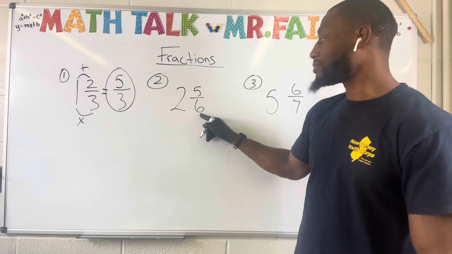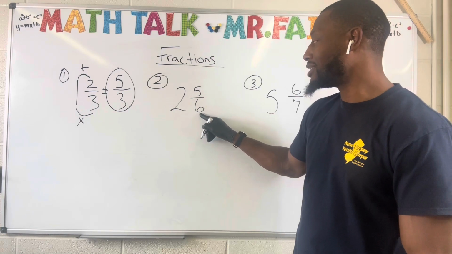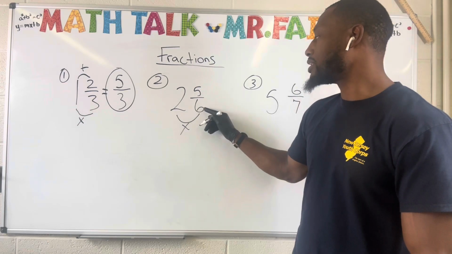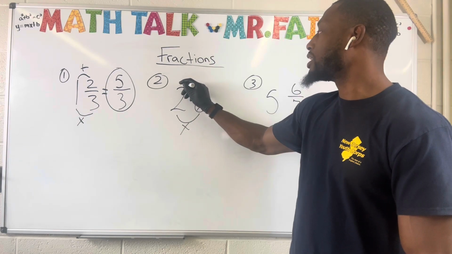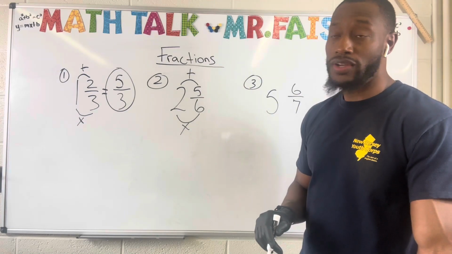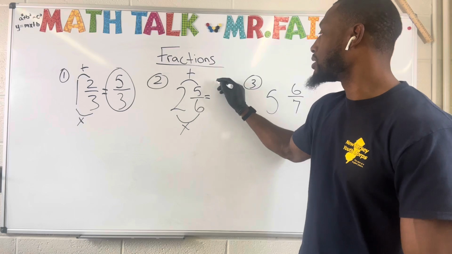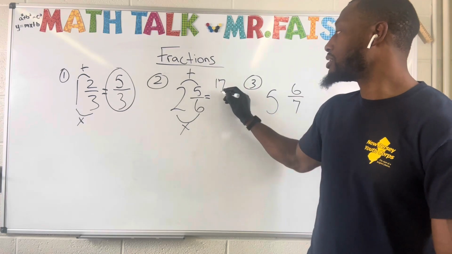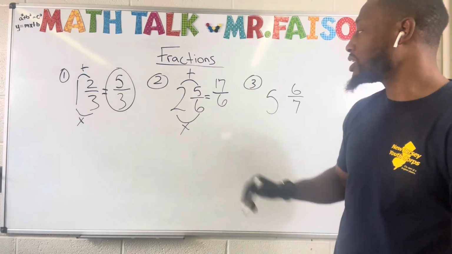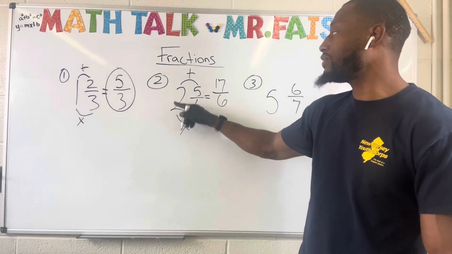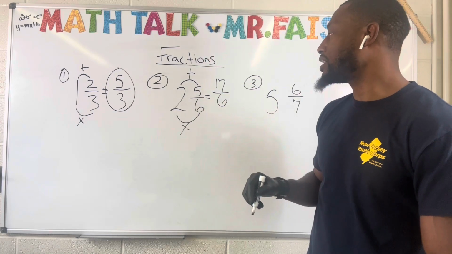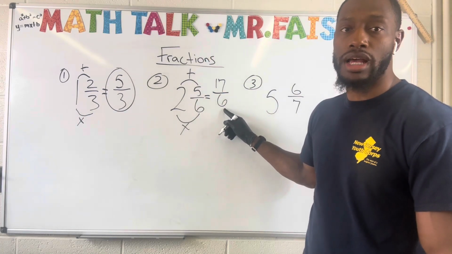First thing we do, multiply the denominator by the whole number. 6 times 2 is 12. Now I'm gonna add 5. 12 plus 5 is 17. And I keep the denominator the same, which is 6. Once again, 6 times 2 is 12, plus 5 is 17. Make the 17 the numerator, and then we just keep the denominator the same.